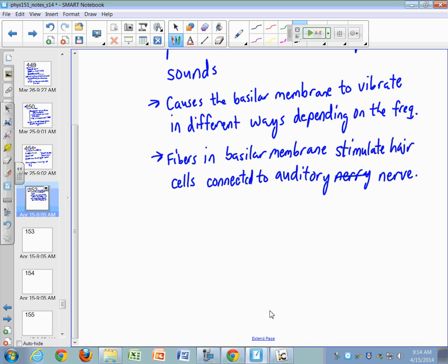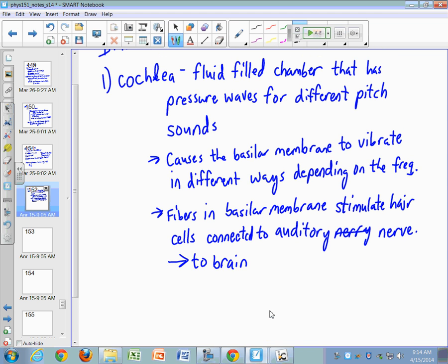Right? And then the auditory nerve is connected to the brain. And so it goes from there to the brain. And then your brain actually processes that electrical signal and allows you to know what sort of sound it was. What was the frequency or pitch, or what was the source of the sound? All right, so that is all in the cochlea. The primary purpose of the cochlea is to convert these vibrations into an electrical signal, which then goes to the brain via the auditory nerve.